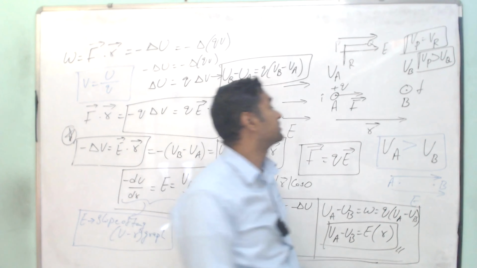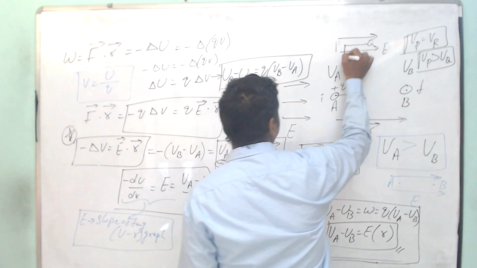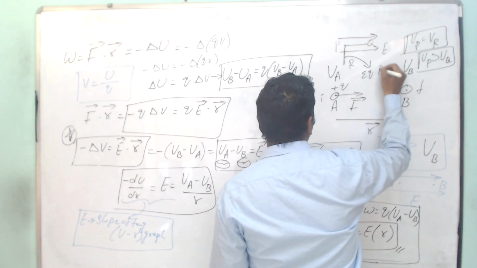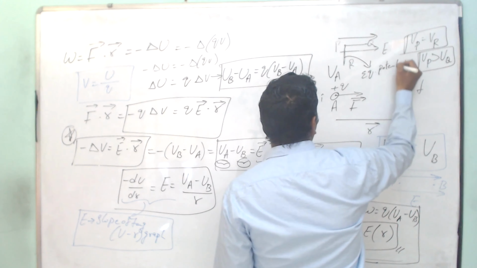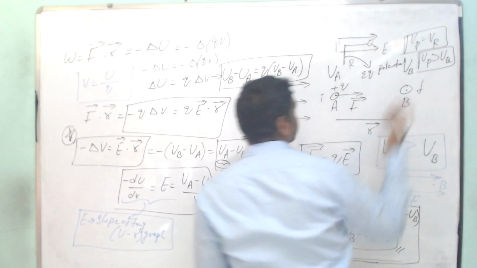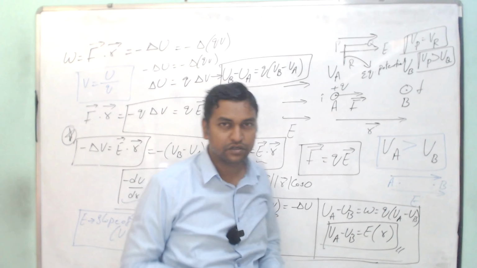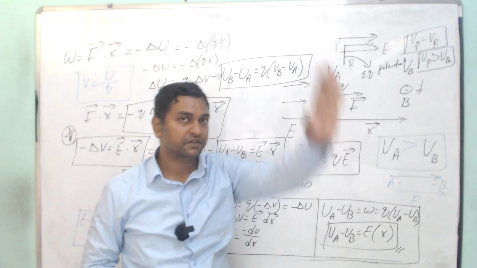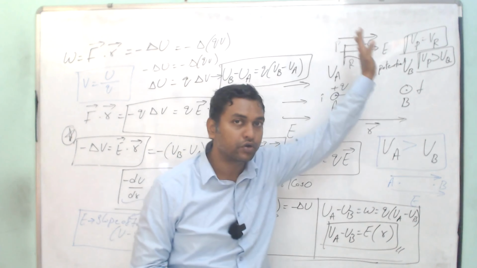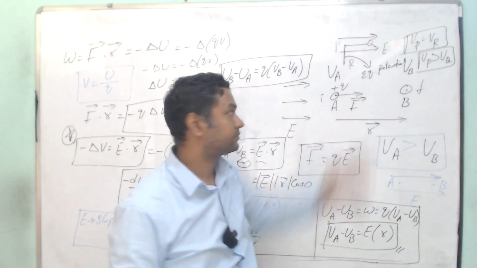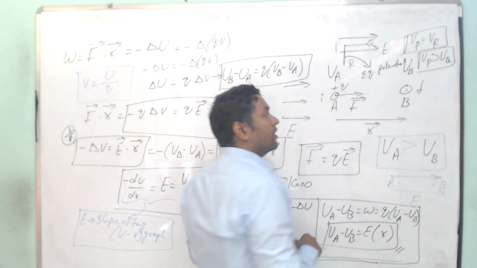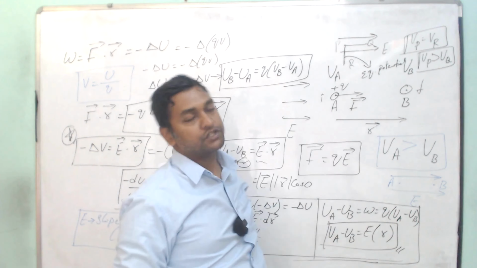In fact, this line itself you can call an equipotential line, or you can also call it an equipotential surface, depending on 3 dimensions. If there is a sheet perpendicular to the board, right? Or you can say it is an equipotential line.